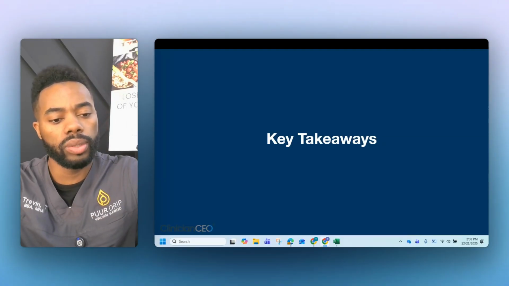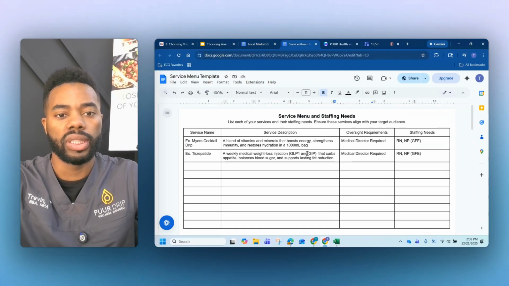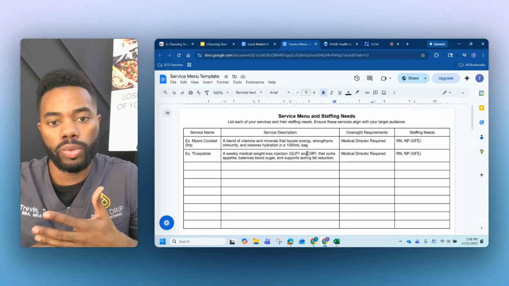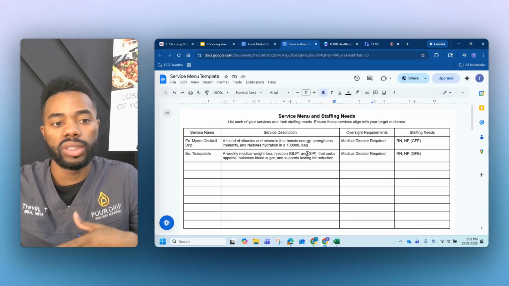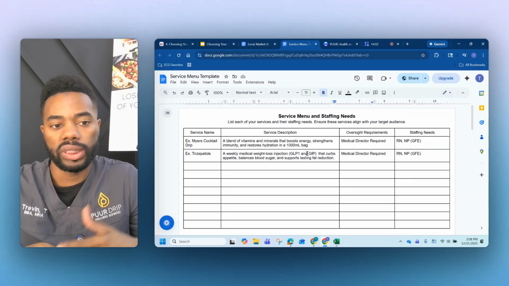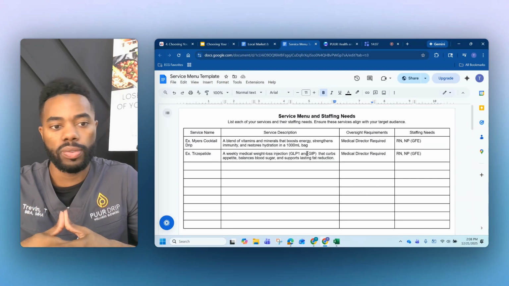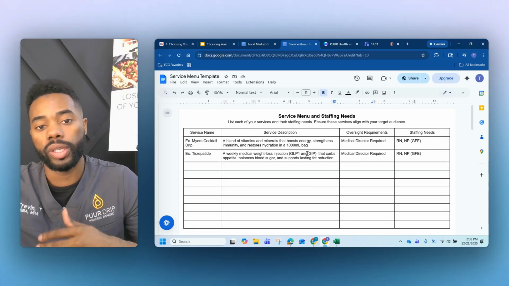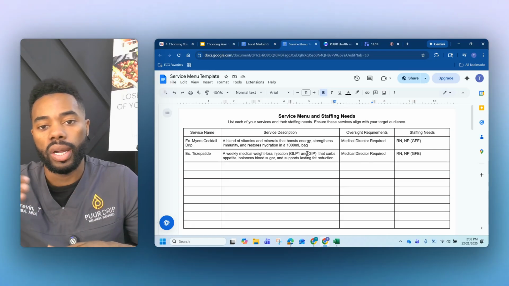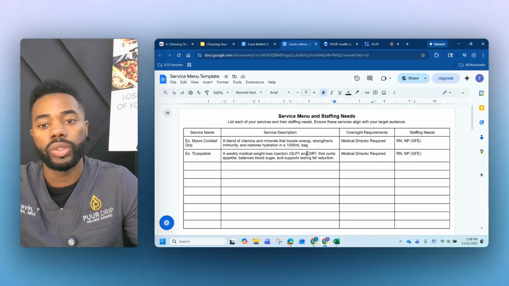And so what I'm going to do now is go back into these templates. This will live under the video. You've seen this one before in the previous video that I did, but this is that service menu and staffing needs. This allows you to put all your different services, add rows if you need to, and write your service description, whether you have ChatGPT do that for you or you're doing that yourself. What I recommend is writing it yourself first, then putting it in ChatGPT. Then your oversight requirements, whether or not you need a medical director, a collaborating physician, or both.